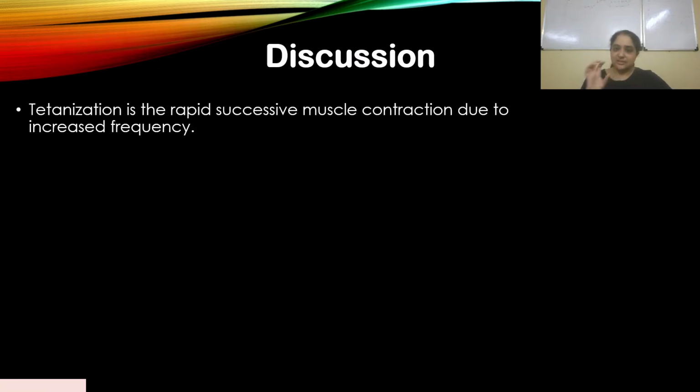So the tetanization is a rapid successive muscle contraction due to increased frequency. Now what that means is, let's say I have a muscle cell over here. Let's say striated muscle cells over here, and we have nuclei, multinucleated. Now what I do is, this is only how experimentally I would do. This is not what's happening in the body.